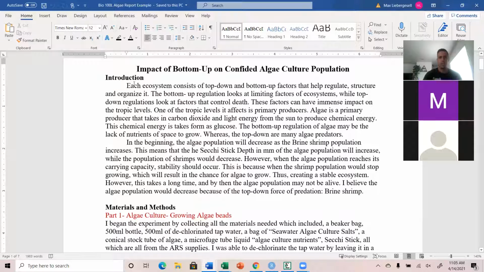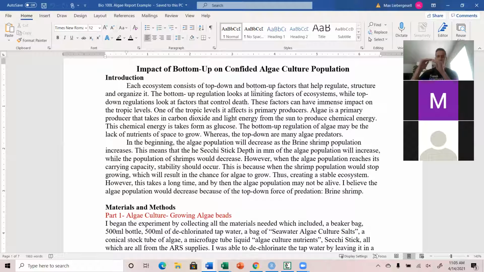we see in the introduction, each ecosystem consists of top-down and bottom-up forces that help regulate, structure, and organize it. The bottom-up regulation looks at limiting factors of ecosystems, while top-down regulation looks at factors that control death. These factors can have immense impact on trophic levels. One of the trophic levels it affects is primary producers. Algae is a primary producer that takes in carbon dioxide and light energy from the sun to produce chemical energy. So in this one, you have a logical progression of big picture ecosystem stuff all the way down to your study species of algae. So it's really logical.